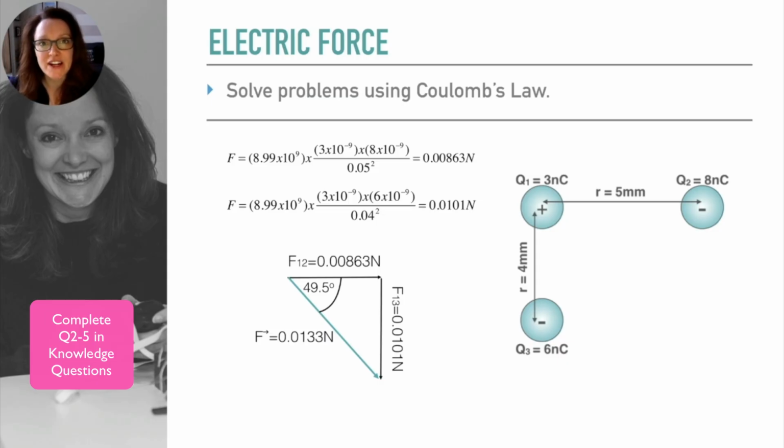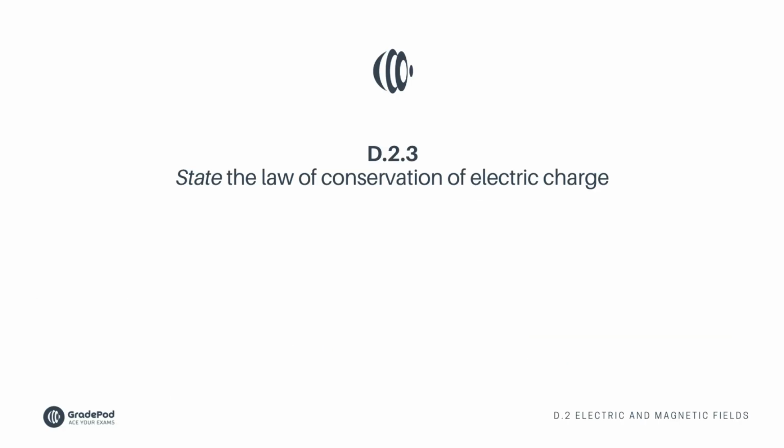So when you're using Coulomb's law in 2 dimensions, you need to remember to do the vector addition at the end. We're going to take a little step back and deep dive into the idea of static electricity and charge.